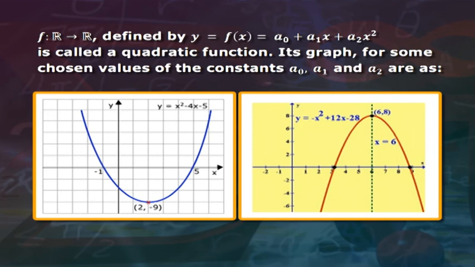Quadratic function: f from R to R defined by y = f(x) = a0 + a1x + a2x squared is called a quadratic function. Its graph for some chosen values of the constants a0, a1 and a2 are as shown.